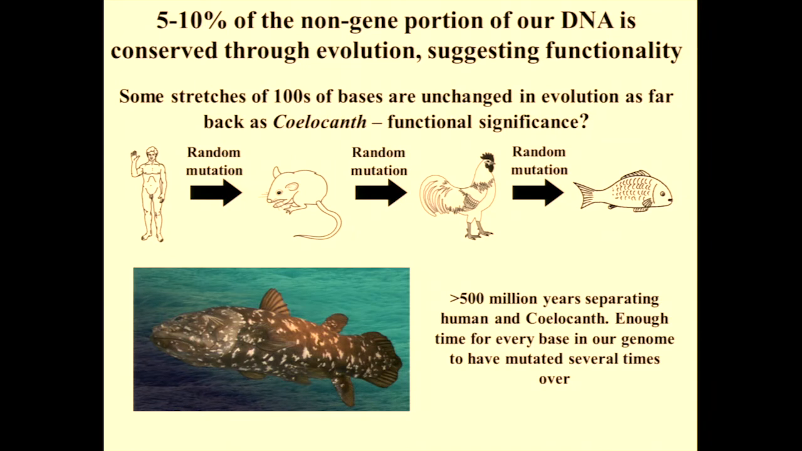So for example, you can take the genome of coelacanth. This is this very primitive fish that lives deep in the Indian Ocean. If you go back in fossil records, it's estimated that there's about 500 million years of evolutionary history separating us since our last common ancestor. And if you just do some calculations, that's enough time for every base in our DNA to have mutated several times over. So random mutation would say that the genome of coelacanth, if nothing in it was important, should look nothing like the genome of human, because everything, in theory, should have mutated if it didn't matter.